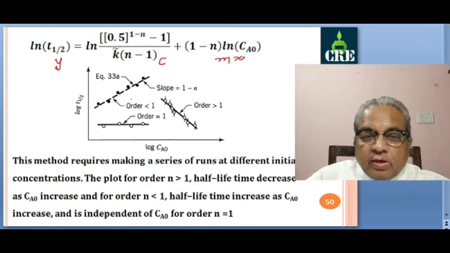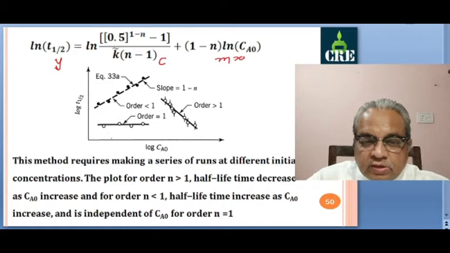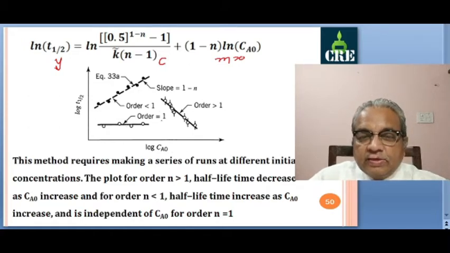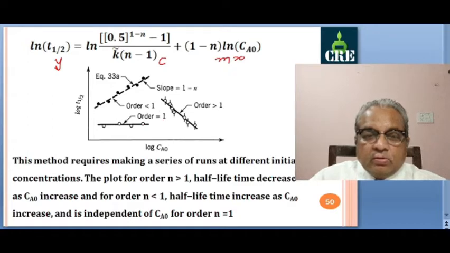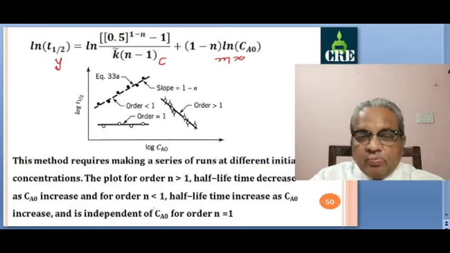For orders less than 1, if n is less than 1, this will be positive. So slope is positive. For n less than 1, slope is positive, that means half-life will increase as Ca0 is increasing. And for n exactly equal to 1, this will be parallel to the x-axis. That means it is independent of concentration. It will not depend on initial concentrations.